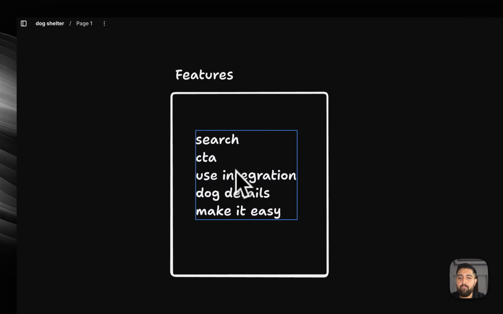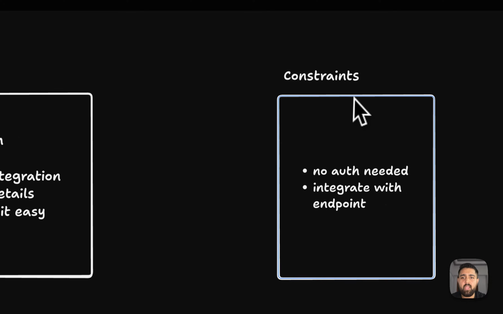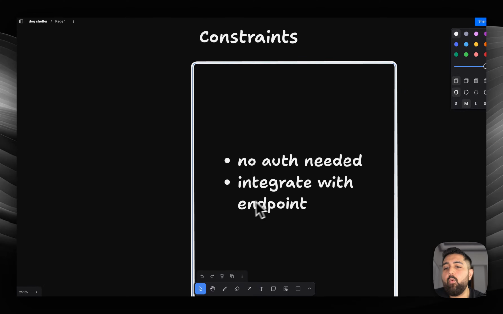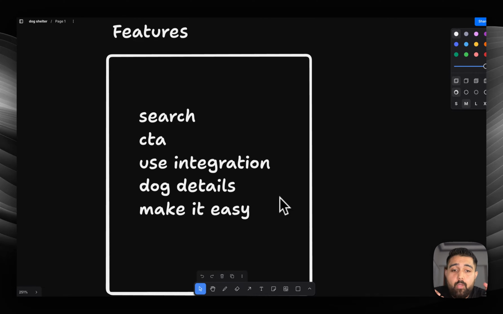Okay, so what I first did was I listed the features that I wanted and the constraints that I had. Let's start off with the constraints. The constraint is I don't want to make it too complex, right? I didn't want any auth, and I wanted to integrate with that one endpoint. These were my two constraints, right? And as for the features, all I wanted, to be honest, like the rest of their website was great, right? Their blog, their articles, whatever, right? That was fine. I just wanted to work on the search experience.